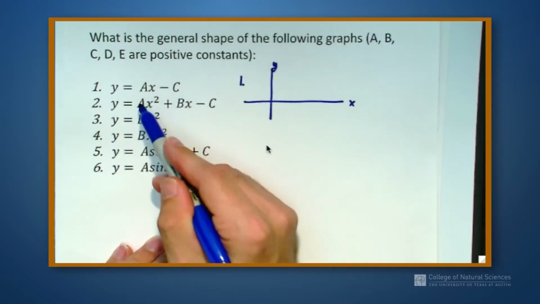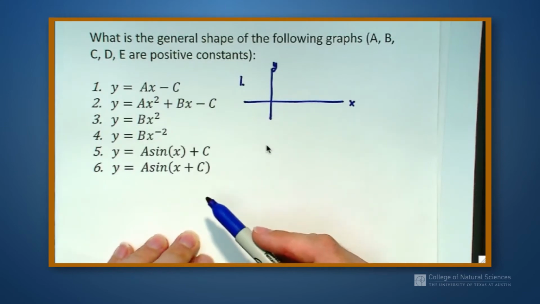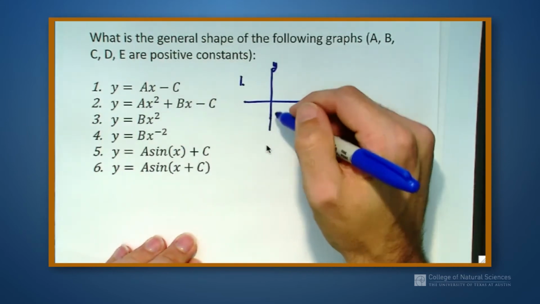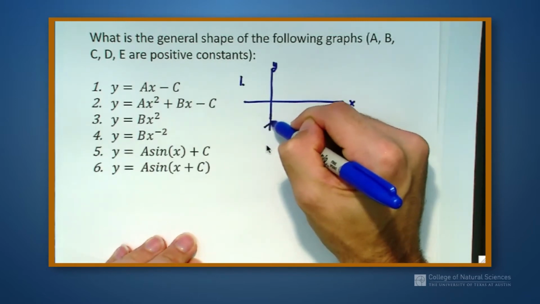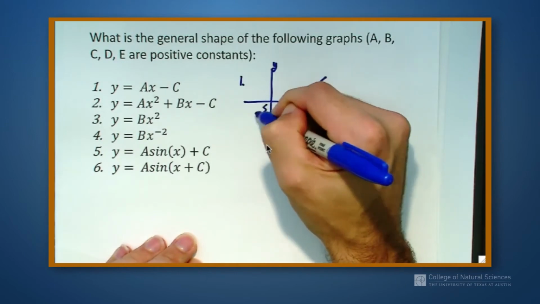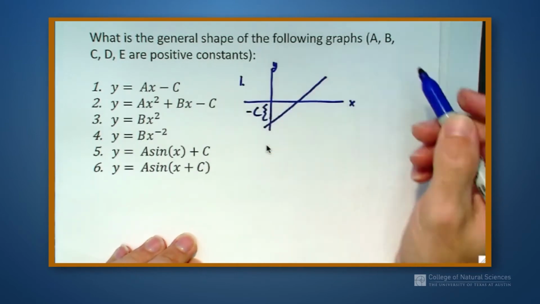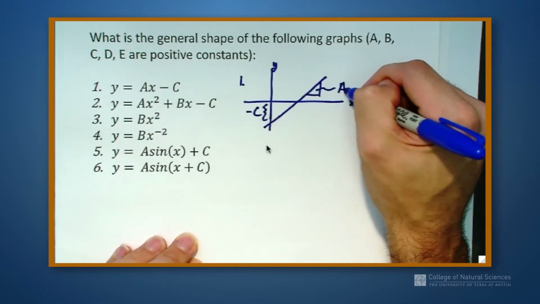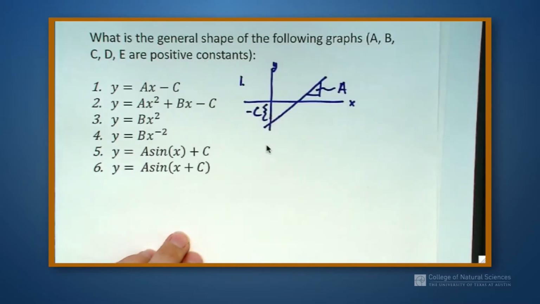A is a positive value, so that means it's a line with an upward slope, a positive slope, and a negative y intercept. So I am going to look at this graph. This value right here is minus c, and the slope of this is going to be a. So this is what my first graph looks like.